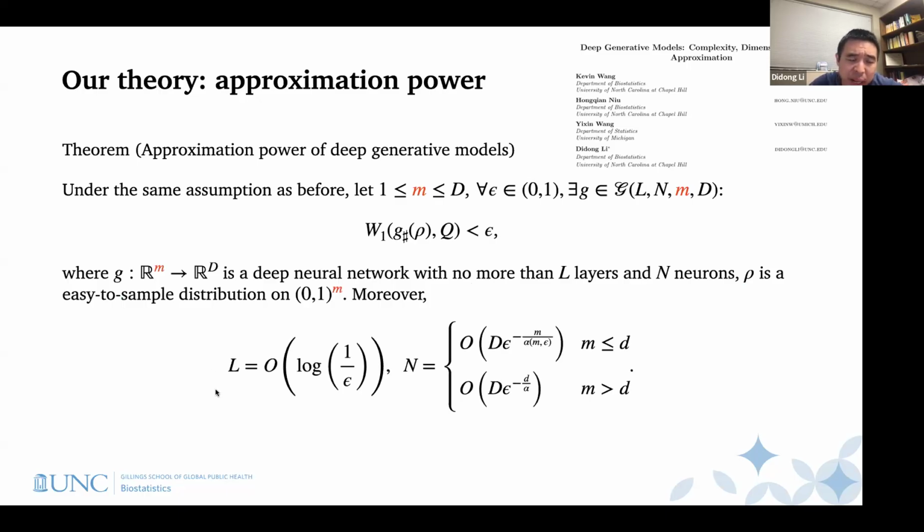Moreover, we can show the number of layers still grows at a log rate, but the number of neurons has a very interesting behavior. If the manifold dimension is overestimated, or your input dimension is high enough, this becomes the same as the previous paper. But if you underestimate the manifold, if you are lazy, you want to use a small input dimension, there's a very different rate. Here it is the input dimension divided by some alpha, but this alpha is not a constant anymore. Instead, it depends on both the input dimension and the approximation epsilon. I will spend more time on this. That's the most interesting part. So I just circled it here.